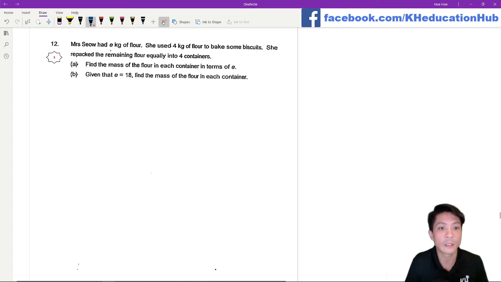Mrs. Xiao had E kg of flour. She used 4 kg of flour to bake some biscuits, and she repacked the remaining equally into 4 containers. Find the mass of flour in each container in terms of E. So she had E. She used up 4, so I minus away 4 kg. And then she repacked it into 4, which means that I'm going to divide the whole thing by 4. The mass of the flour in each container will be this.